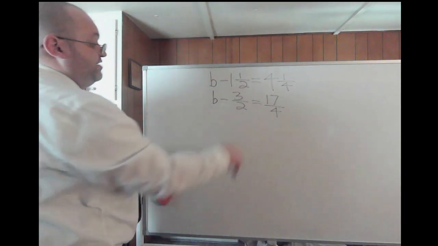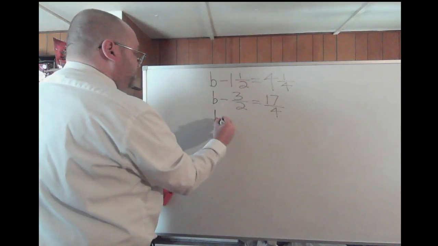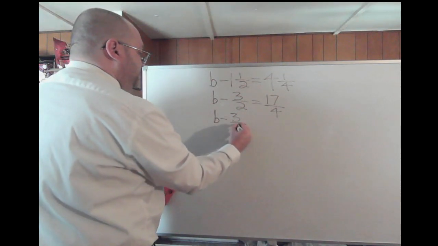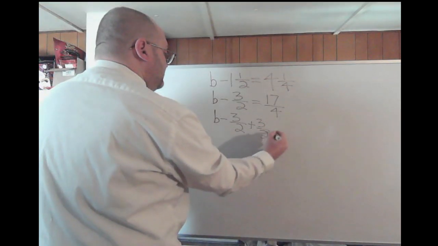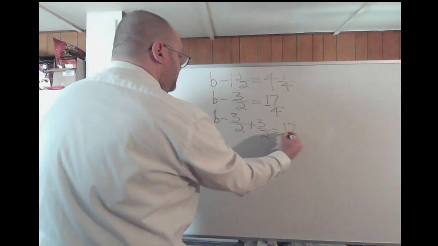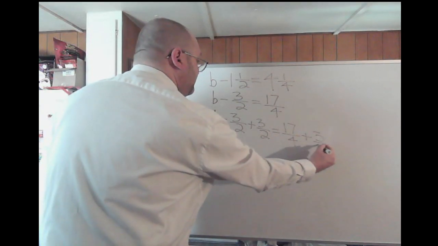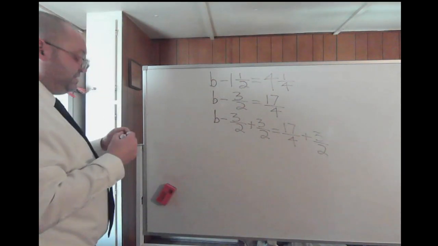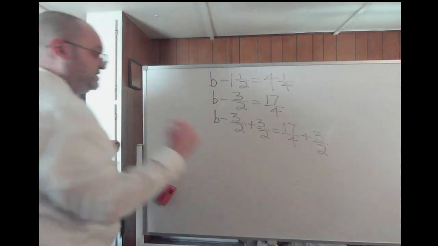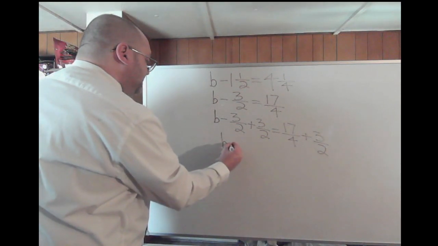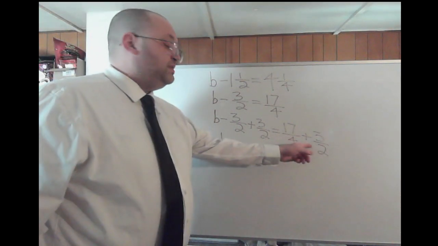Well, we have minus 3/2. We need to add 3/2 in order to make the 3/2 disappear and get b by itself. So b minus 3/2 plus 3/2 is equal to 17/4 plus 3/2. Okay, so now we have negative 3/2 plus positive 3/2. That goes to 0, leaving b by itself. Now we need to figure out 17/4 plus 3/2.